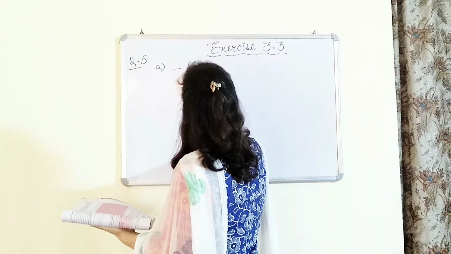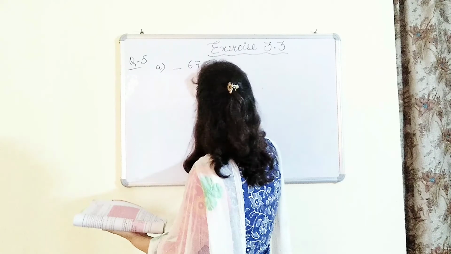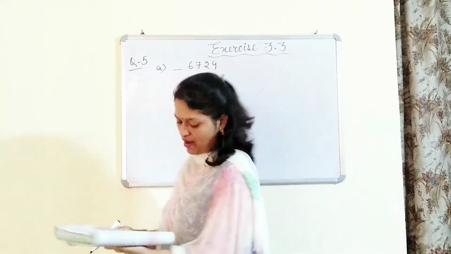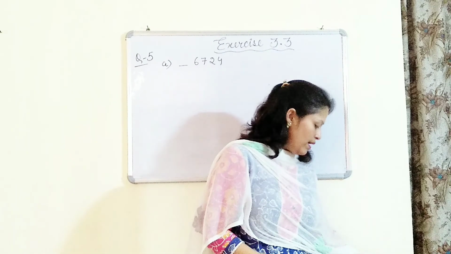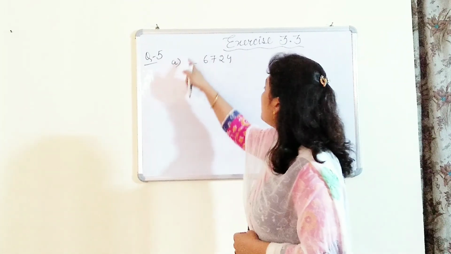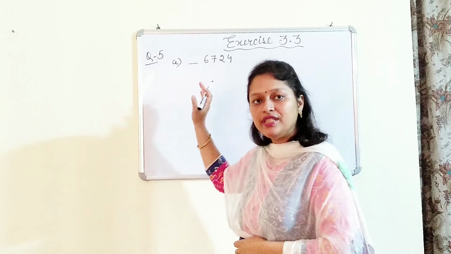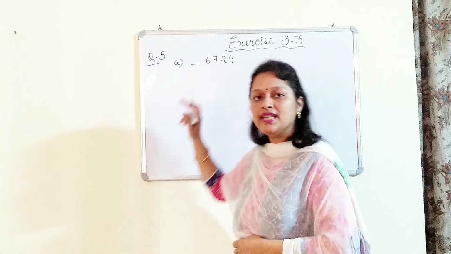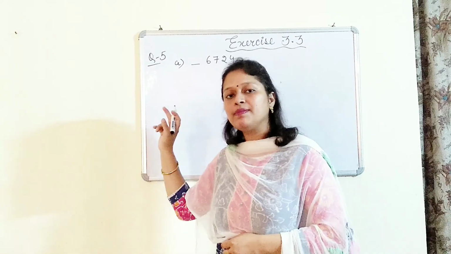Dash 6, 7, 2, 4. Now first of all I will explain the question to you. There is a blank space in this number. So basically this number is a 5-digit number. The first digit is missing. There is a blank space over there.